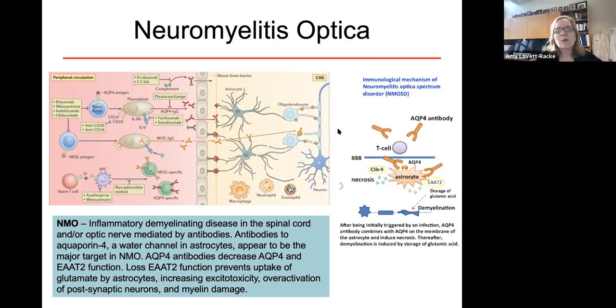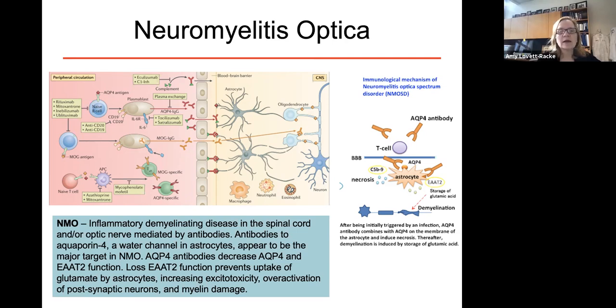One of the notable differences between the inflammation that's seen in NMO versus MS is the neutrophil. Neutrophils are abundant in NMO, and these are, of course, innate immune cells that are prevalent in infections as well. You do not see neutrophils in MS lesions.